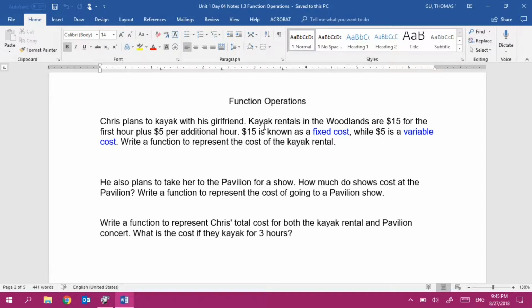Oh my goodness. All right, so anyways, today we're doing function operations. That means operations with functions. Wow, who could have guessed that? But let's warm ourselves up with a little word problem to get our brains firing.